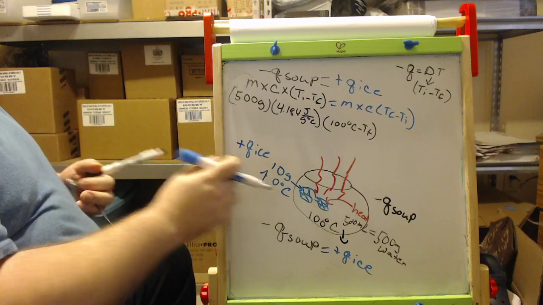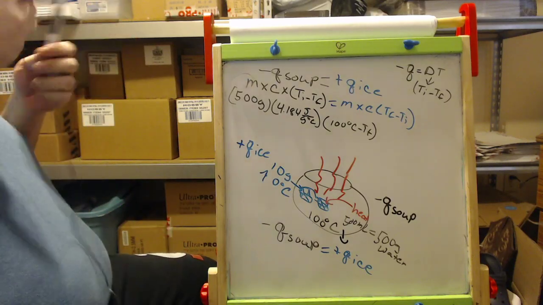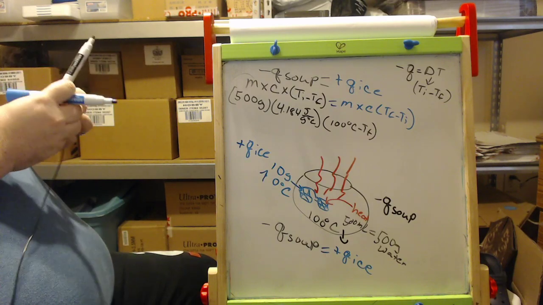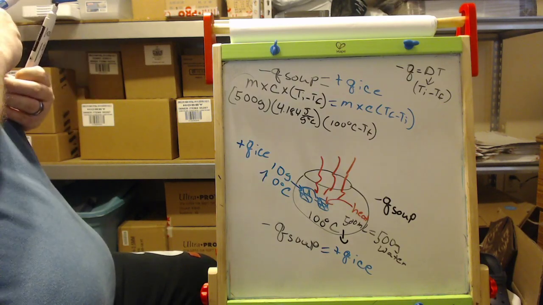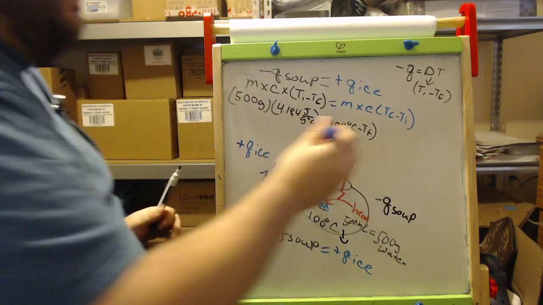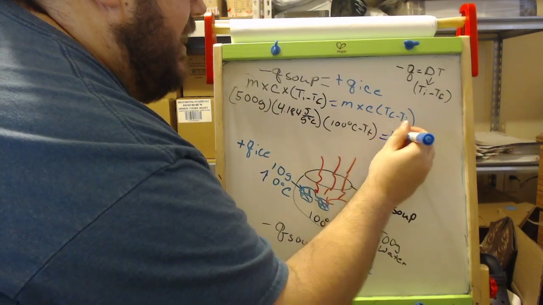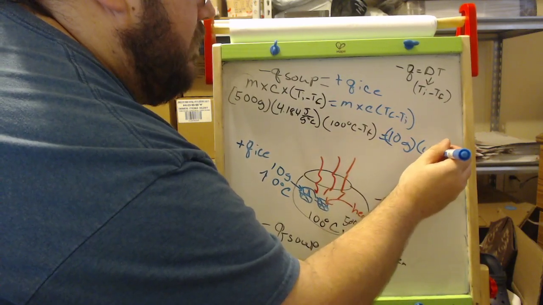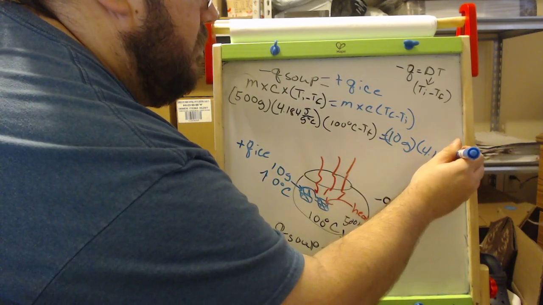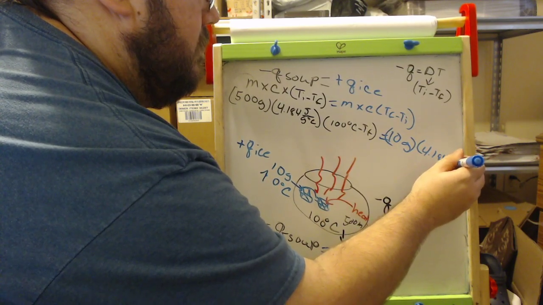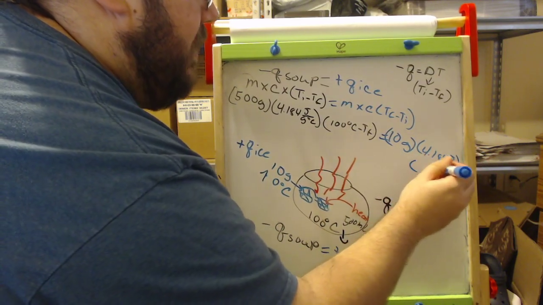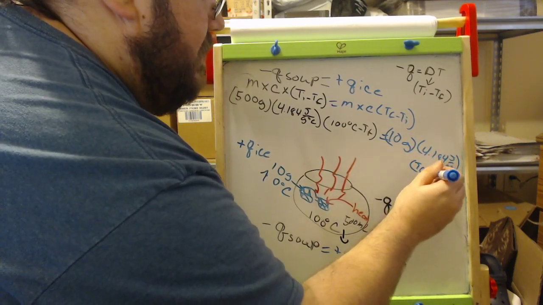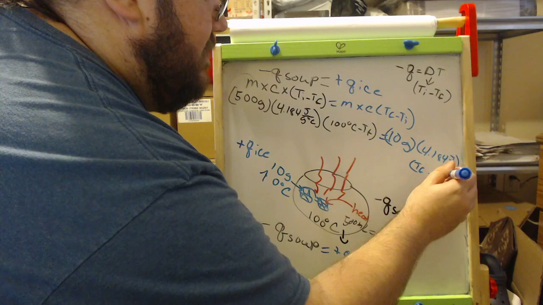Over here, the mass is 10 grams for the ice. Since it's ice, it's still 4.184. And then we're going to multiply that by Tf minus Ti. I don't know what Tf is. I know that T initial is 10 degrees Celsius.